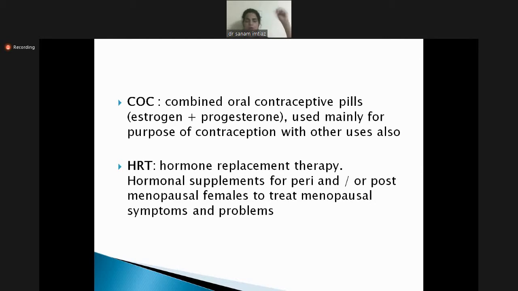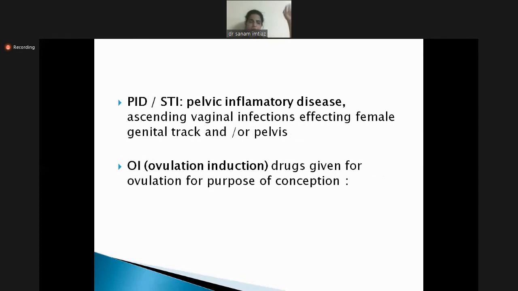HRT is hormone replacement therapy, which is usually given in the perimenopausal and the postmenopausal female because they would develop symptoms of lack of female hormones, like hot flushes, osteoporosis, cardiac problems, and dryness of vagina, urinary issues, all these problems. PID or STI is basically pelvic inflammatory disease. And this is basically ascending vaginal infections, which can affect the genital tracts, affect the uterus, the ovaries, and even the pelvic cavity. OI is ovulation induction.